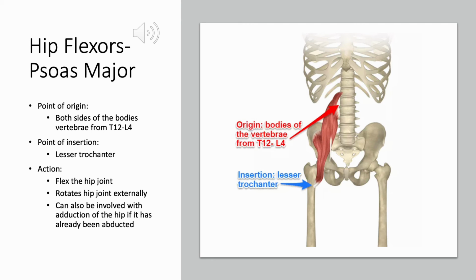So the point of origin is both sides of the body, your vertebrae from T12 to L4. The point of insertion is the lesser trochanter, and then the action is to flex the hip joint, rotate the hip joint externally, and can be involved with adduction of the hip if it has already been adducted.